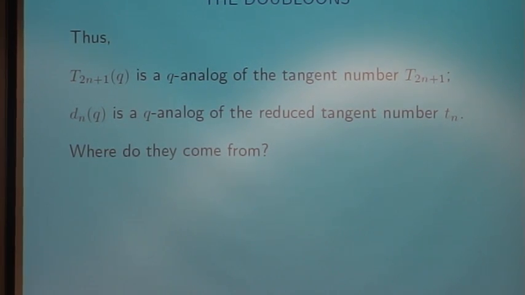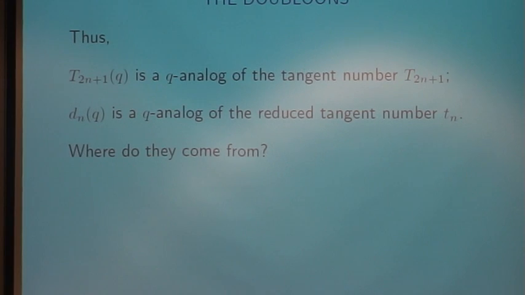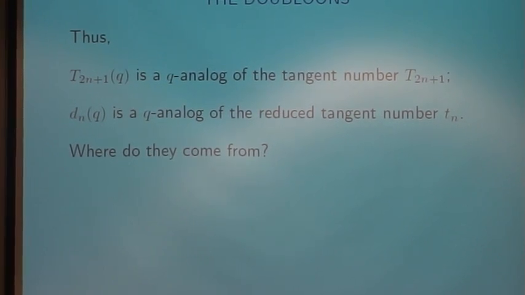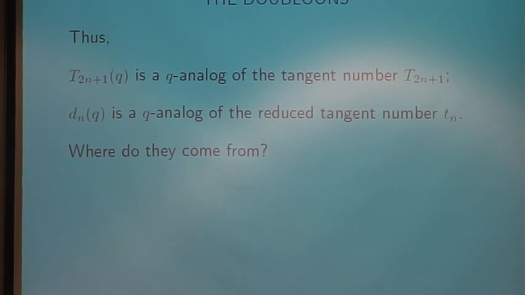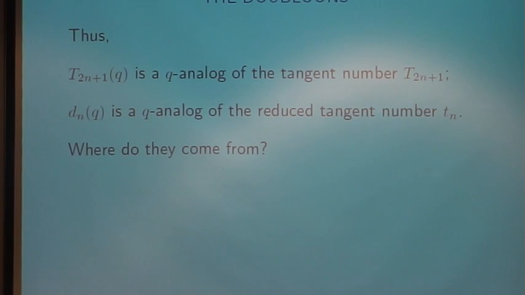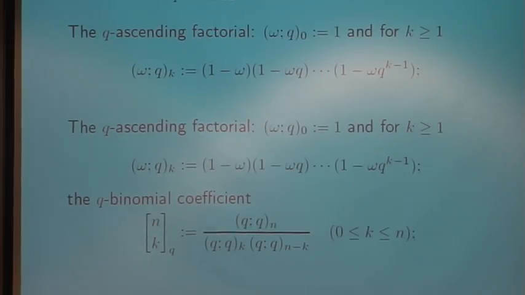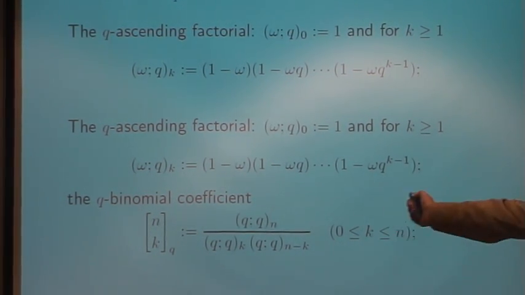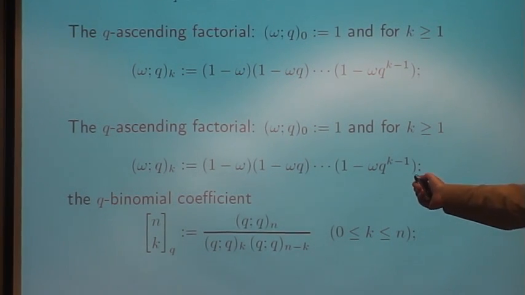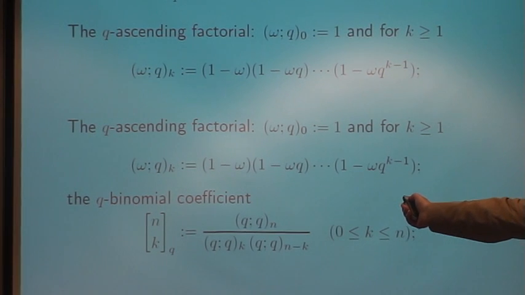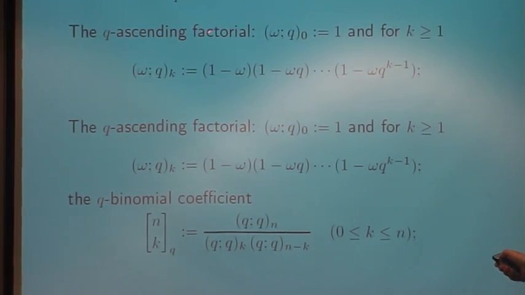Accordingly, T is the q-analog of the tangent numbers, and D sub n of q is the q-analog of the reduced tangent numbers. And where do they come from? Oh yeah, I should have given maybe my notation before. So everybody agrees, that's easy for everybody. I mean, that's the usual notation in q-series. So we have the q-factorial.